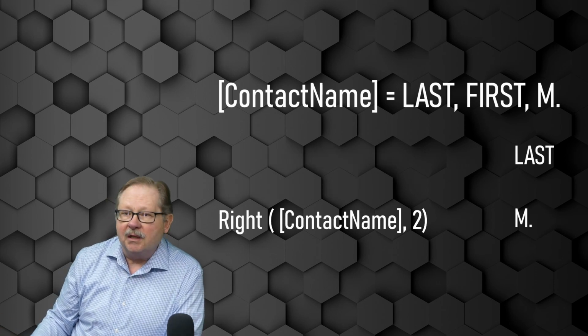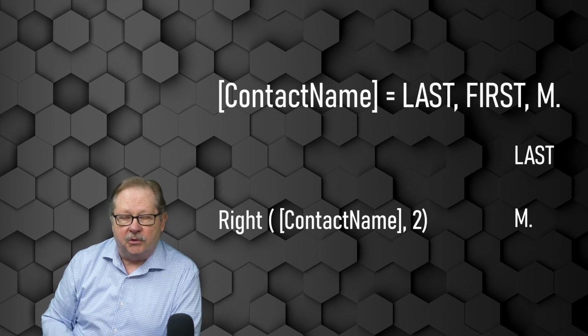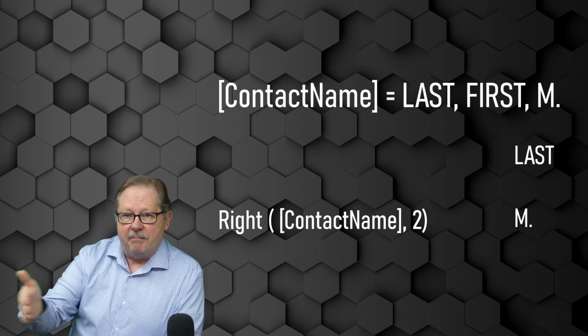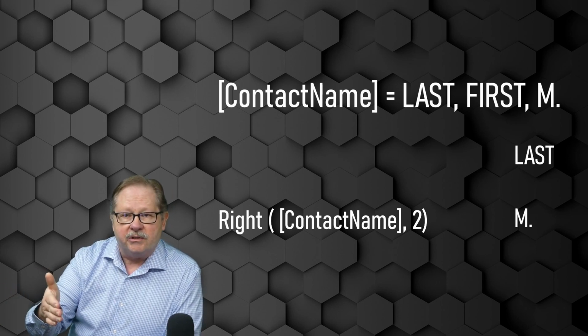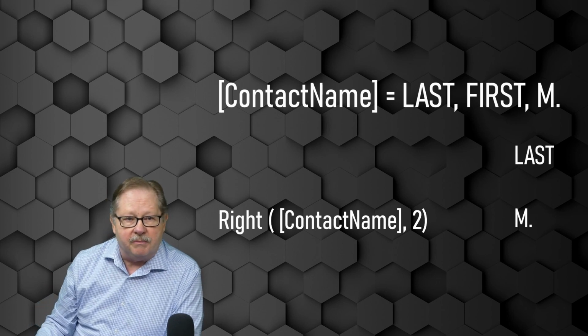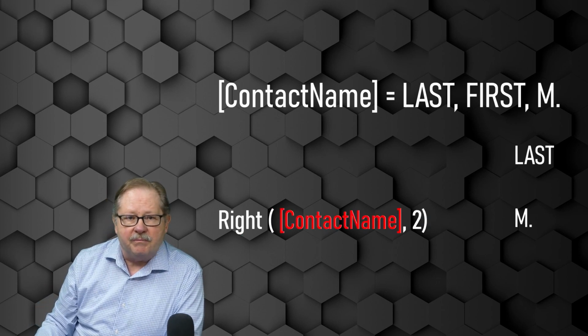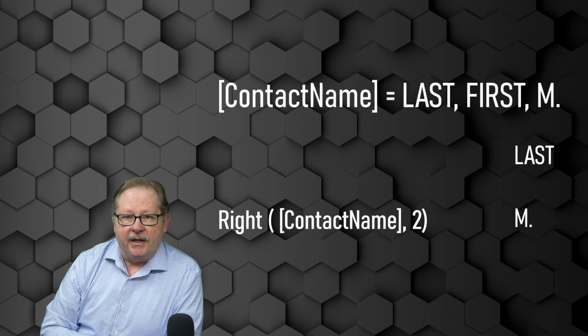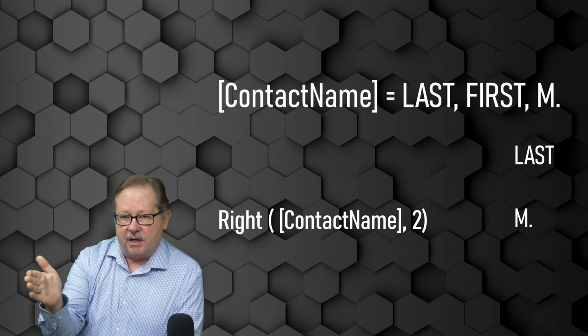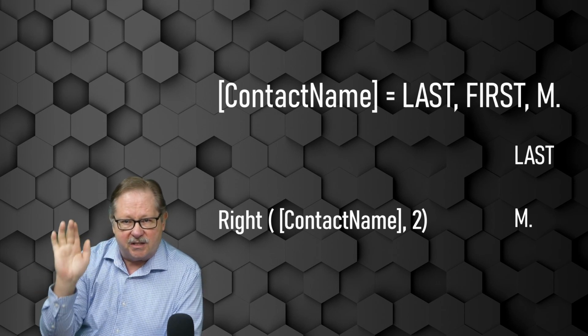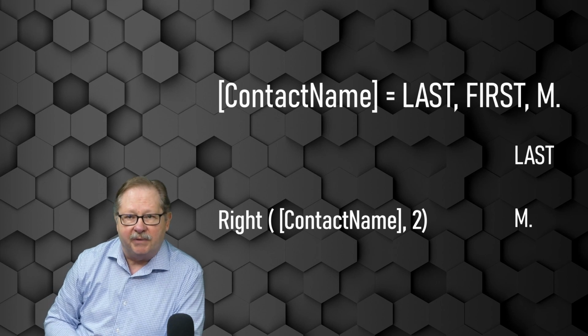If you want the middle initial, that's fairly straightforward. You just go to the end of the string and back it up by 2 characters, and away you go. So I'm just doing a right string, contact name, 2 characters. Bingo. I know I have a period and a middle initial. I'm going to back it up those 2 characters, and that's it. I'm done. I am done.